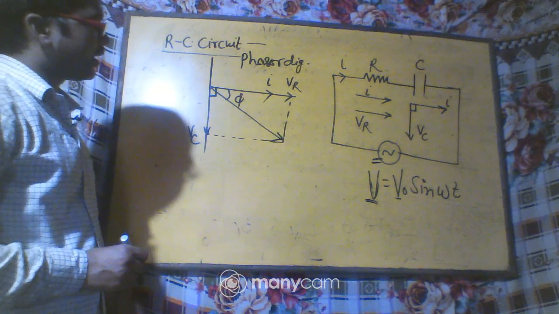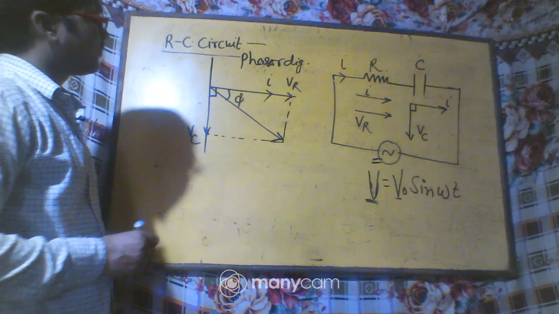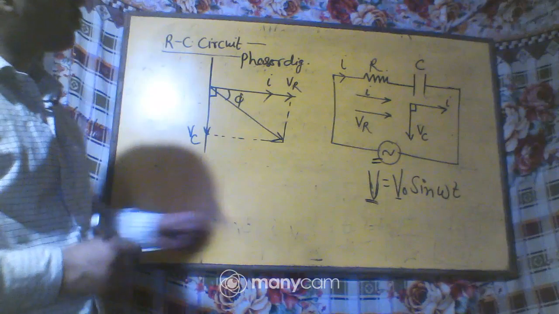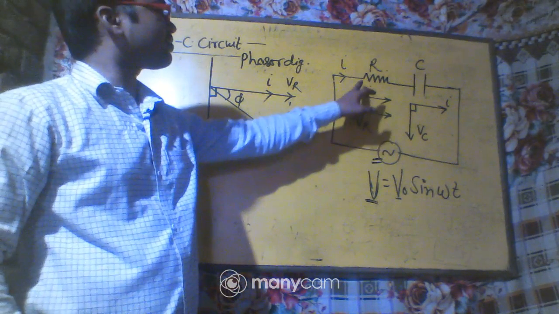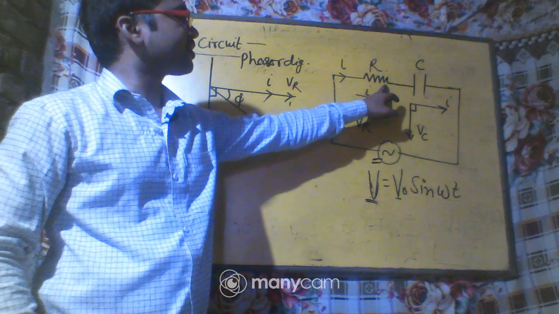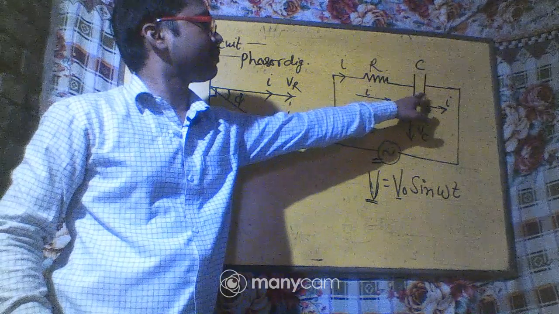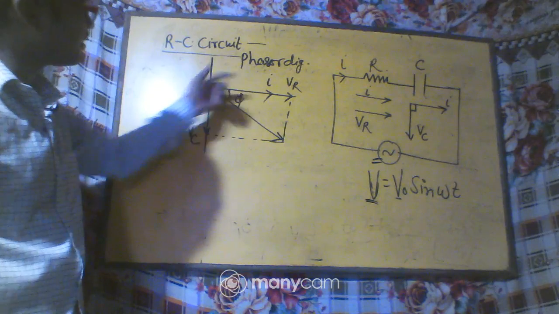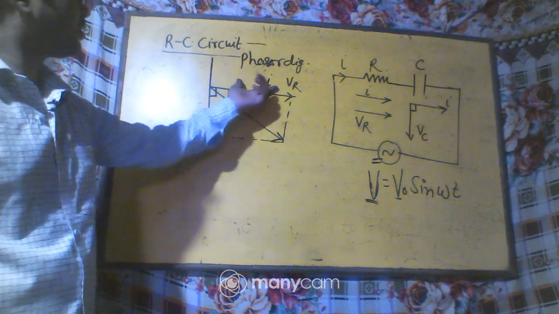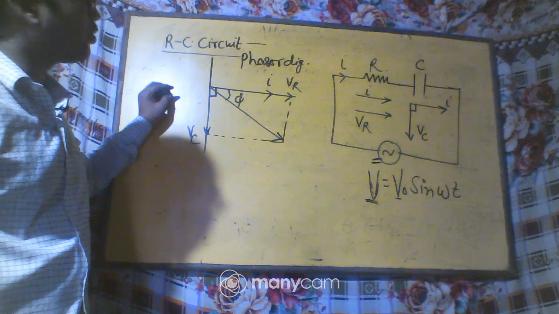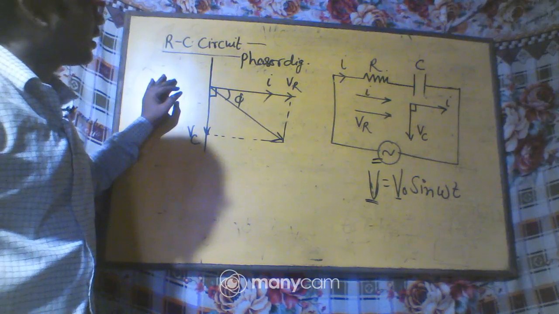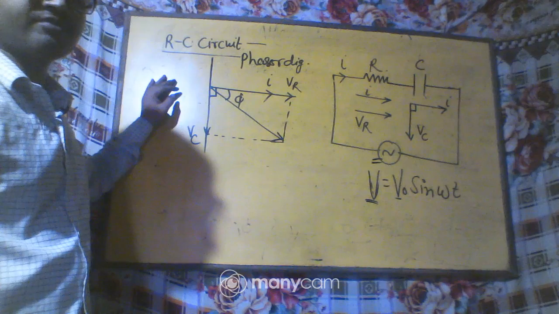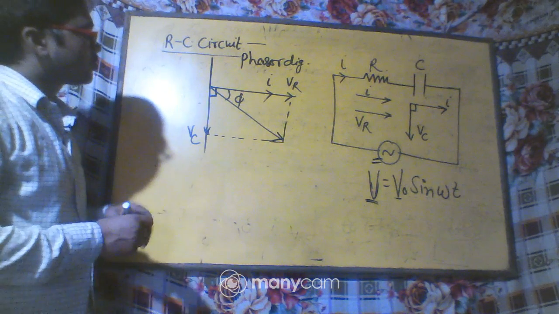Okay, now our aim is to find out the net impedance of this circuit. So you can see here in this circuit there are two voltages, one across this resistor and the second one across this capacitor. Okay, and these two are in different phase. So our aim is to find out the net voltage of this circuit first, and then we will get the formula for the net impedance of this circuit.